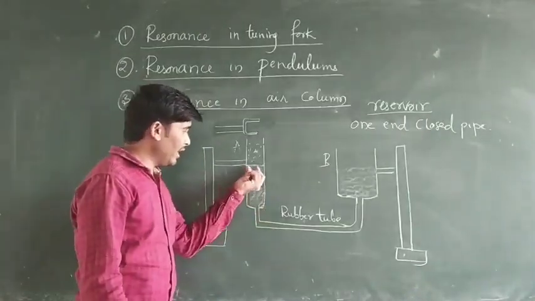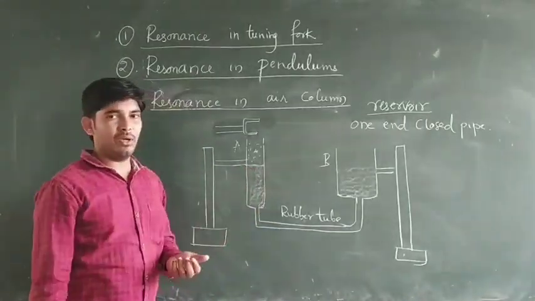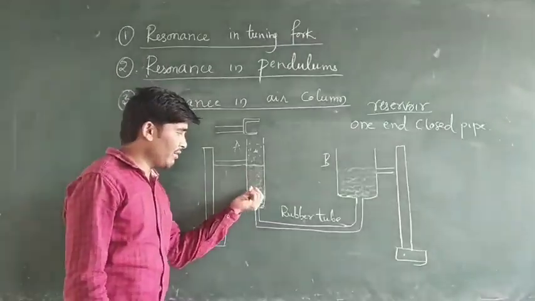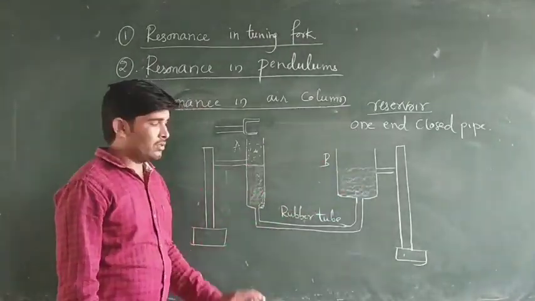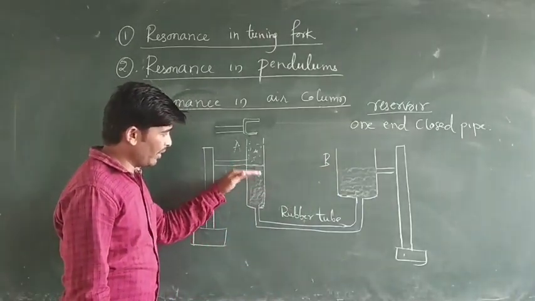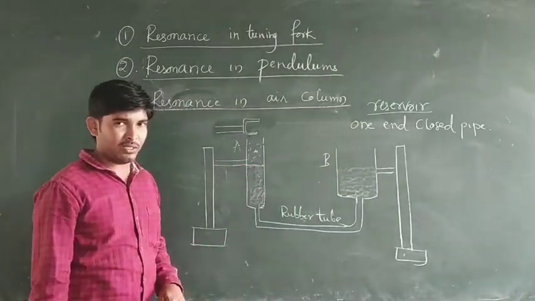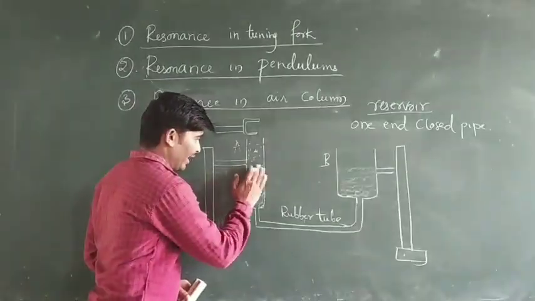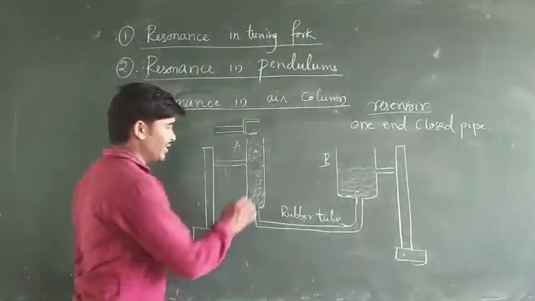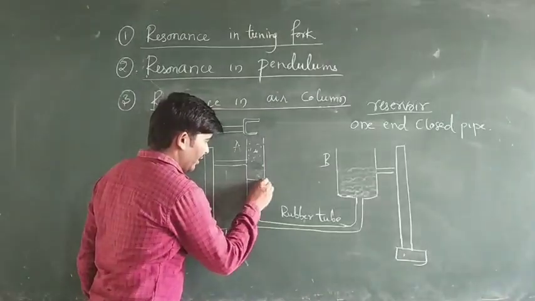So by changing the level of water in the tube A, again we change the level of water here by moving the vessel up or down. So when we decrease the level of water in the tube A, what happens at that time? What will happen to the length of the air column? So its length obviously increases.